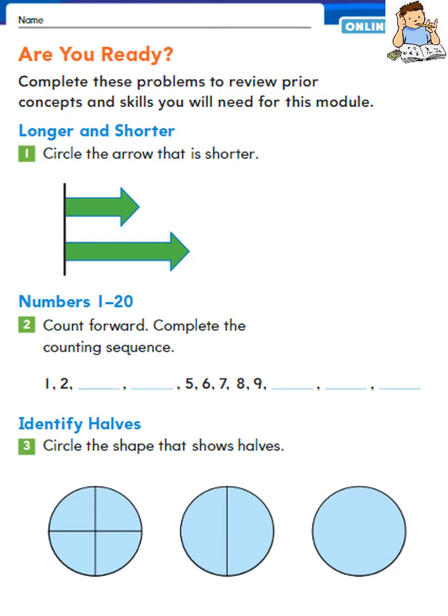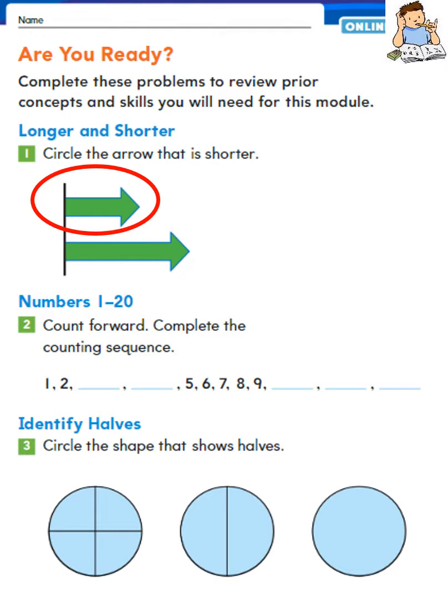Are you ready? I think you are. Let's answer these questions to show that we're ready for Module 18. Let's start with number 1. Longer and shorter. Circle the arrow that is shorter. They're both lined up at the bar, so I know that it's going to be fair measuring. Which one is shorter? Did you pick the top one? Excellent.